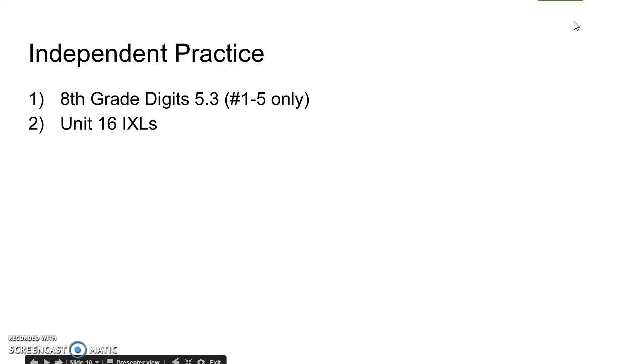All right. At this point, you should be ready to start on the digits. Since I only went over how to do the problems with graphing, you only need to do the first 5 problems from the digits assignment today. You're going to do the rest of it with the lesson you'll do tomorrow. Once you finish that, get started on the Unit 16 IXLs that are on Google Classroom.